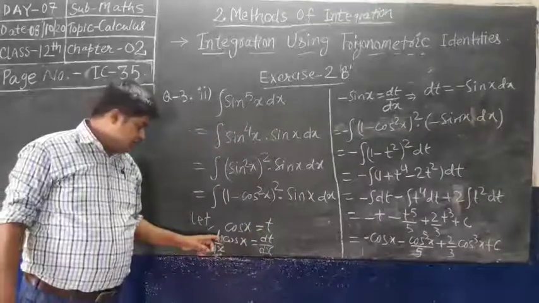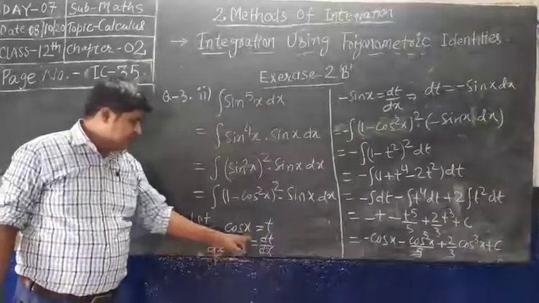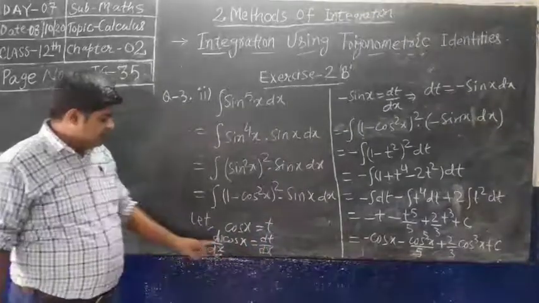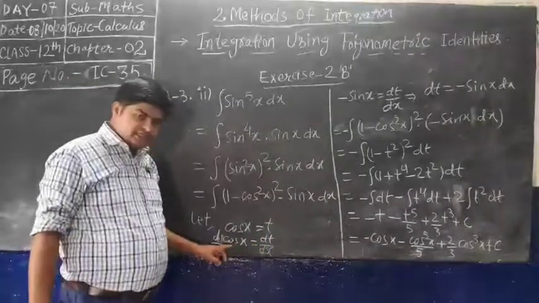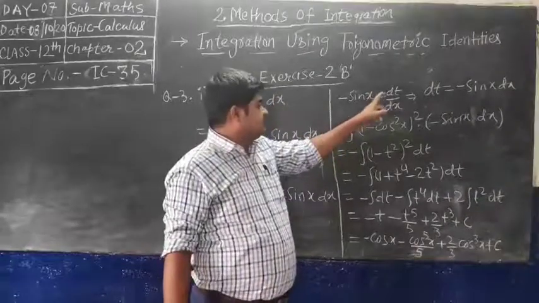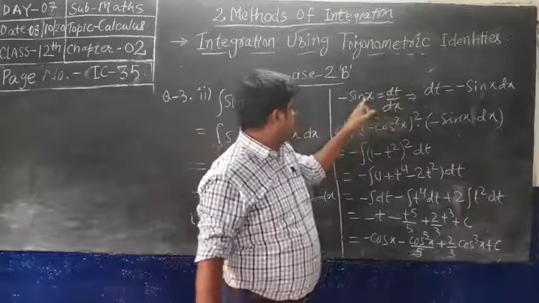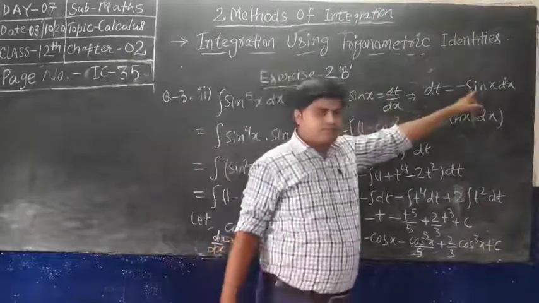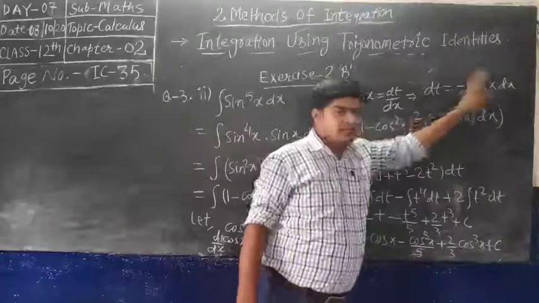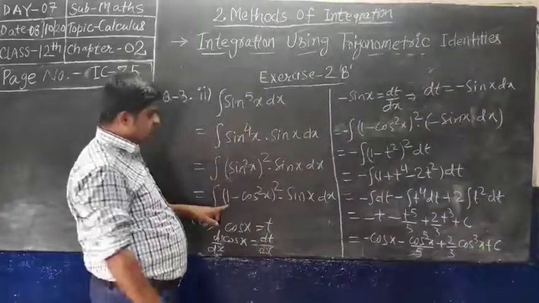You will find the derivative d by dx of cos x is equal to dt by dx. You know the first derivative of cos x is equal to minus sin x. Then it becomes minus sin x is equal to dt by dx. That means we can say that dt is equal to minus sin x dx. Now move on to the question.